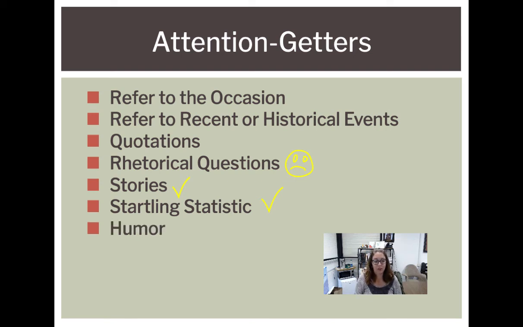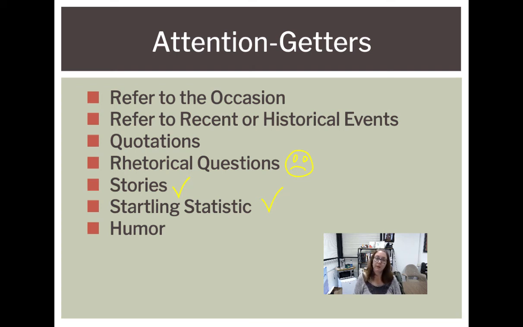One last word of caution: humor. So I think it's odd that the book lists humor as its own kind of attention getter, because I want to be very clear that humor by itself isn't an attention getter. So like telling a joke and then moving into your topic is not a successful way to hook the audience. However, if you have humor like in a story or as part of your attention getter, that's always great. But just remember that what somebody finds funny may not be funny to someone else. So we have to keep that humor kind of at a tasteful and pretty generic level.